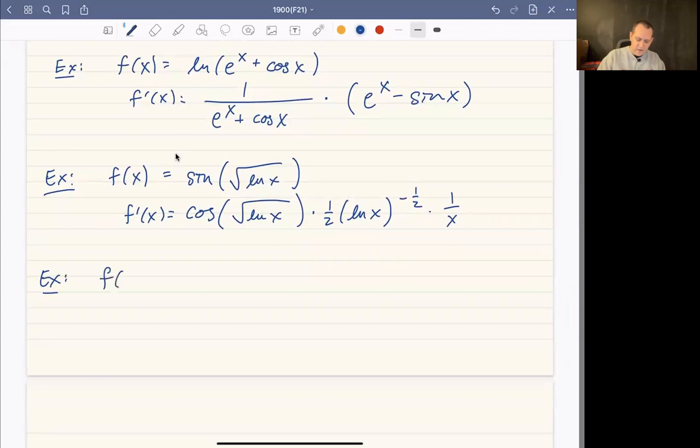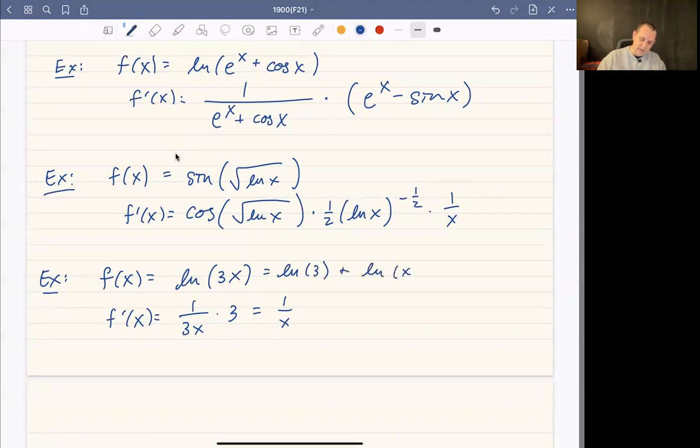So if I were to take the function that's the natural log of 3x, let's think about what the derivative of that function should be. The derivative is going to be 1 over 3x times the derivative of the inside. The derivative of 3x is just 3. And so we again end up with 1 over x. That makes good sense when you think about the log rules: this is just the natural log of 3, which is a constant, plus the natural log of x. So when you differentiate, the constant goes to 0.